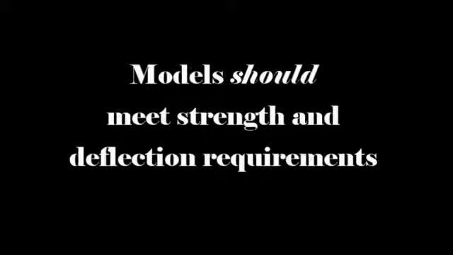Building codes have an allowable deflection, and for the towers, it's the beam length divided by 360, or L over 360. Ideally, any experimental model should meet these two basic requirements.